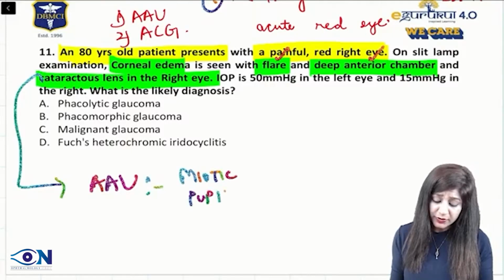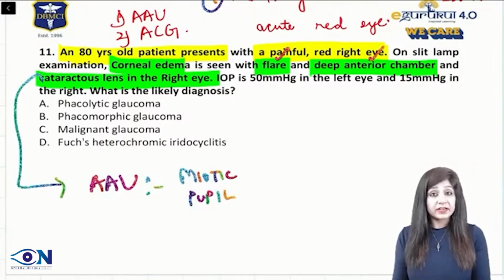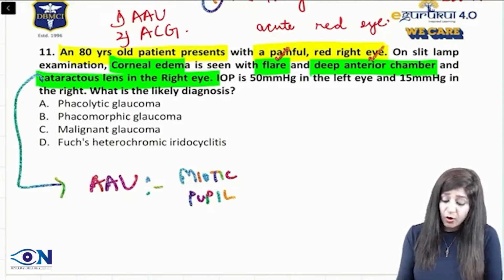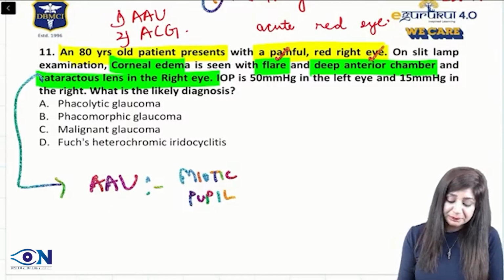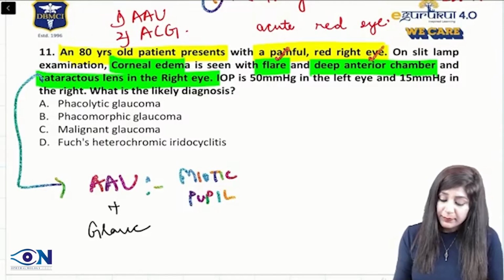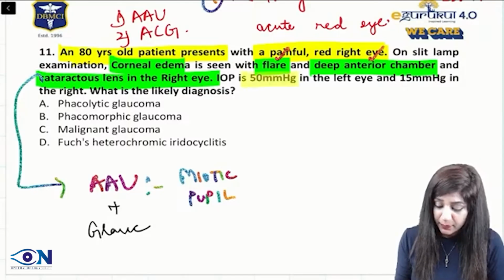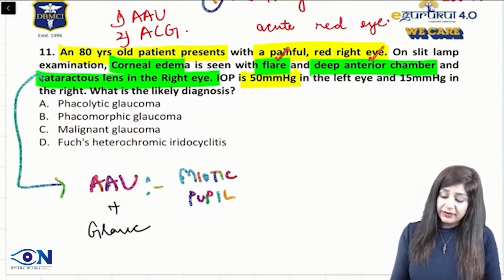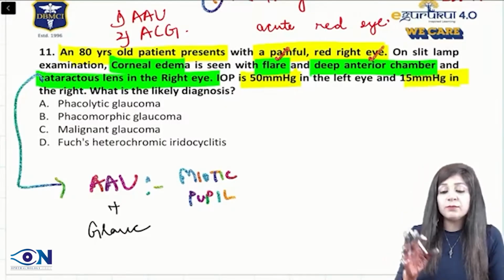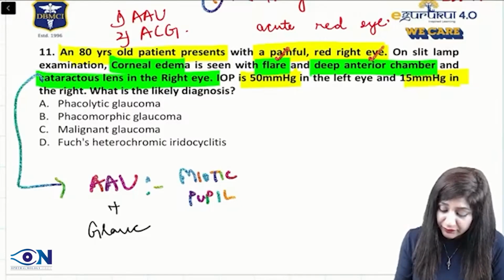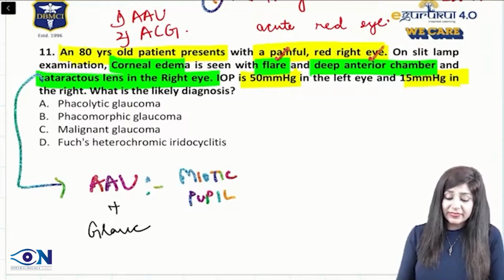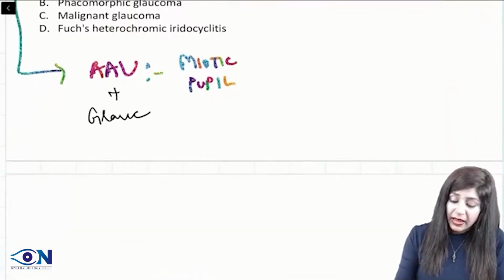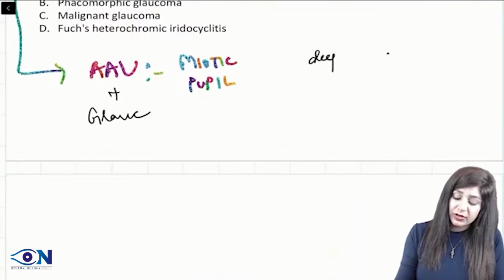So now, which type of cataract can lead to uveitis, first of all, which can lead to the flare, which can lead to the deep anterior chamber, along with the glaucoma also, because this patient is having the 50 of mercury IOP and in the left eye, it's very high and right eye it's okay. So what is the most likely diagnosis? Because guys, we are having the cataract in the right eye and it has led to the flare, it has led to the deep anterior chamber.